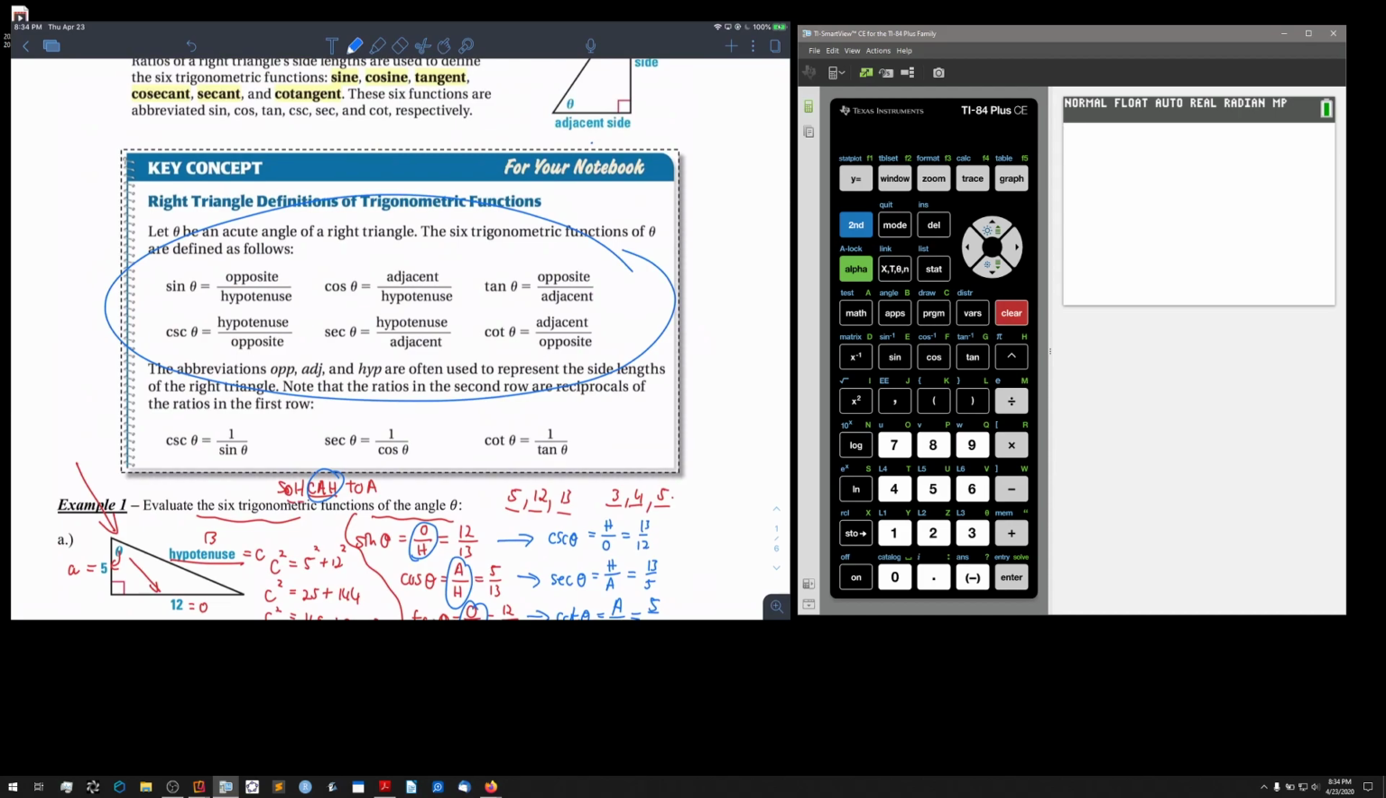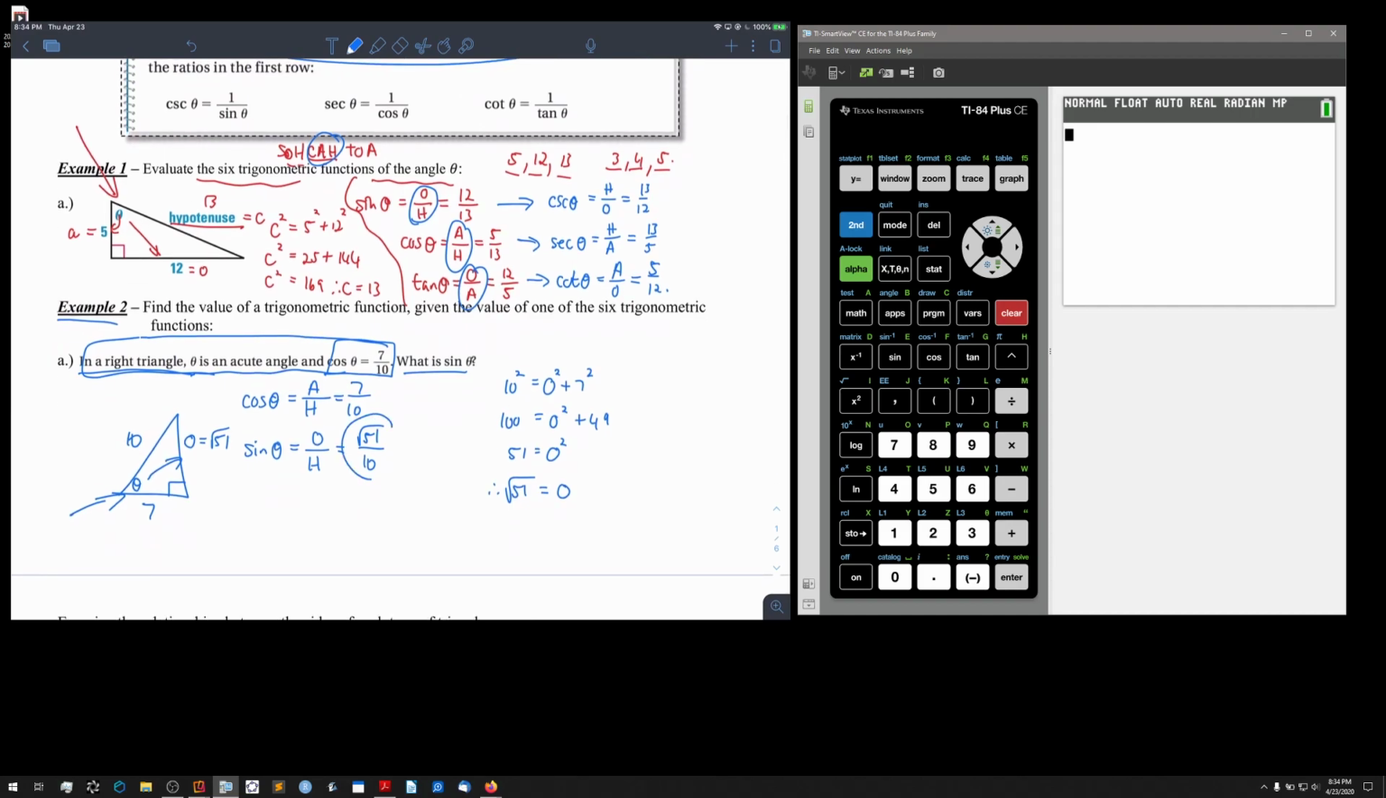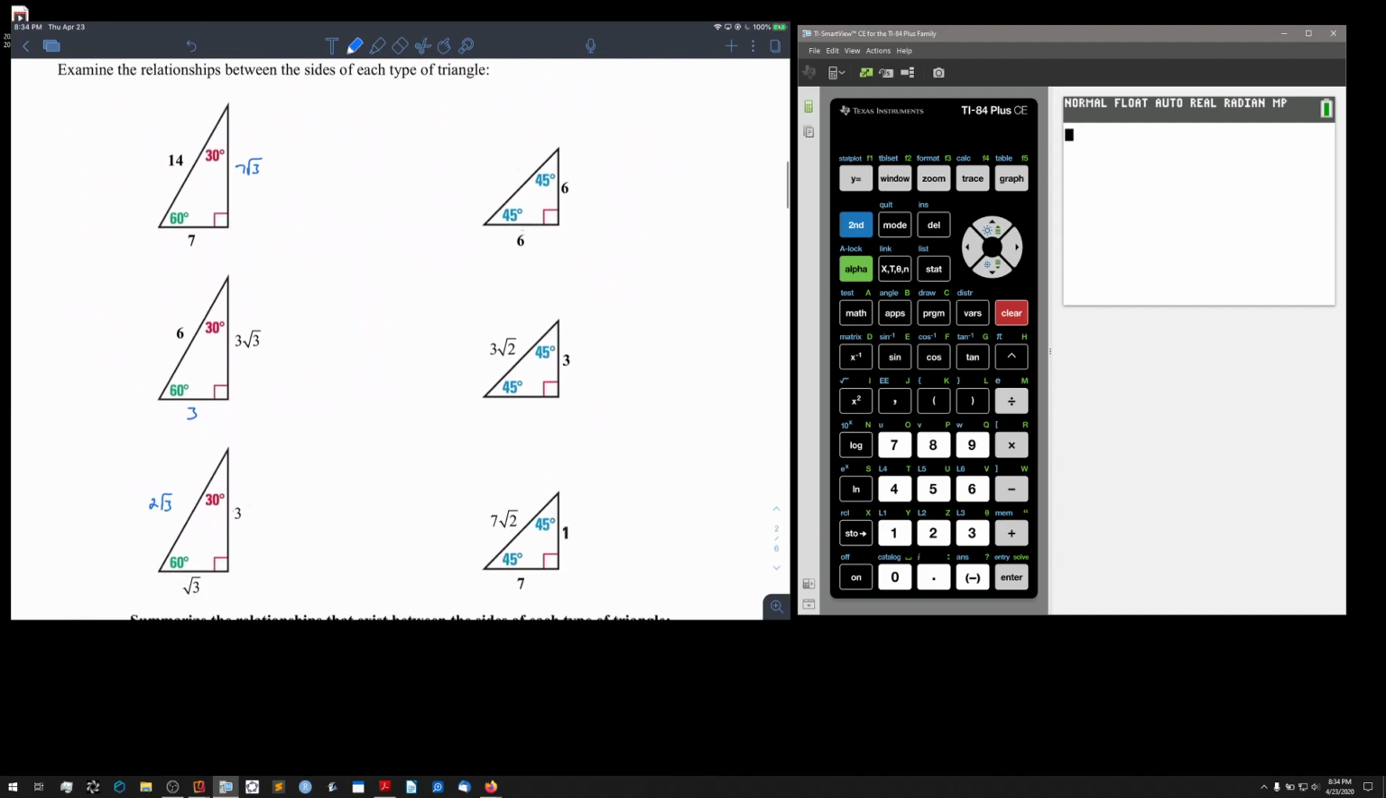That's great. We see some answers. I did an example with you earlier, which you can see that some of these things have some strange answers. They're not really exact. That would be an approximation because root 51 is irrational.